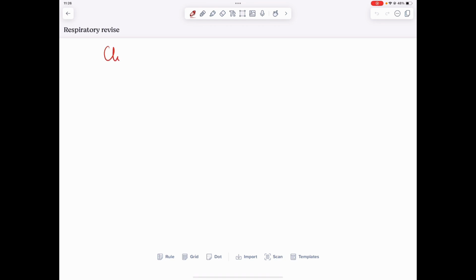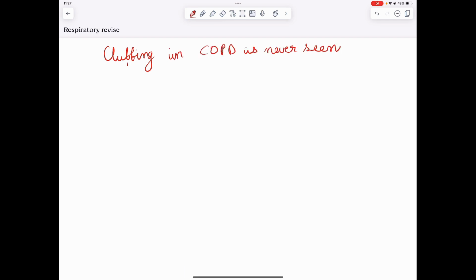See, clubbing in COPD is never seen. Clubbing in COPD is never seen. If clubbing in COPD is witnessed, then it is due to lung cancer.